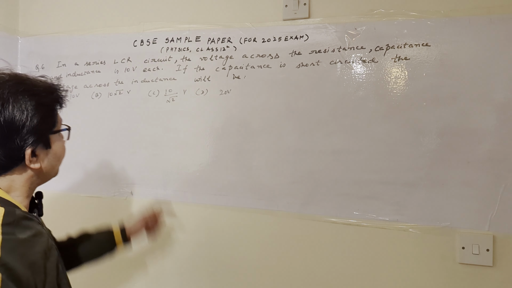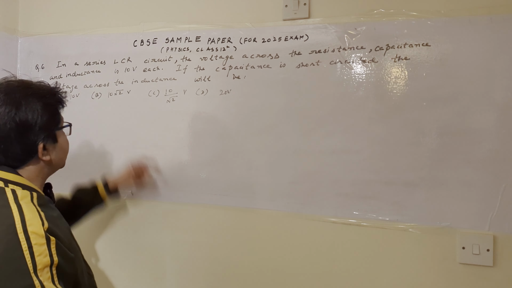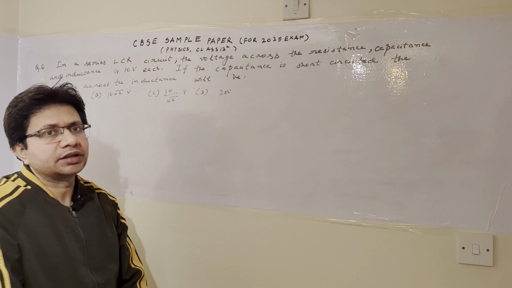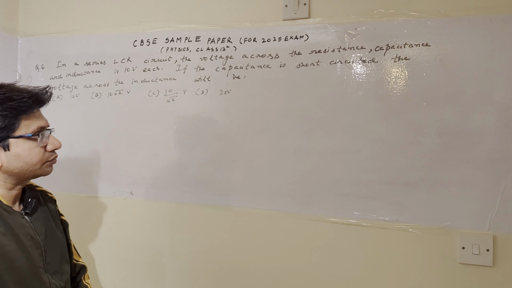Now the question is, in a series LCR circuit, the voltage across the resistance, capacitance and inductance is 10 volt each. If the capacitance is short circuited, the voltage across the inductance will be. So the problem is based on the basic concepts of alternating current.